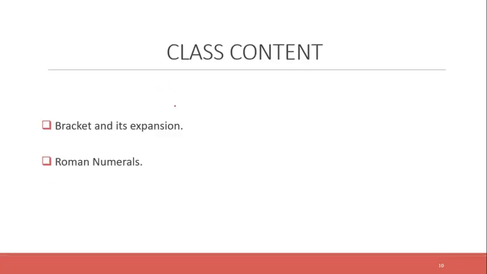So the content of today's class is bracket and its expansion because I haven't covered it in the previous lecture. So first we'll cover this and then we'll come to Roman numerals. So let's start. Here, use of bracket and its expansion. Have you ever wondered why we use brackets and why there is a need of bracket? No? Let me give you an example so that you can understand why it is required.